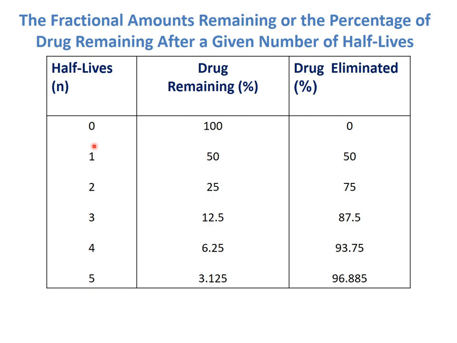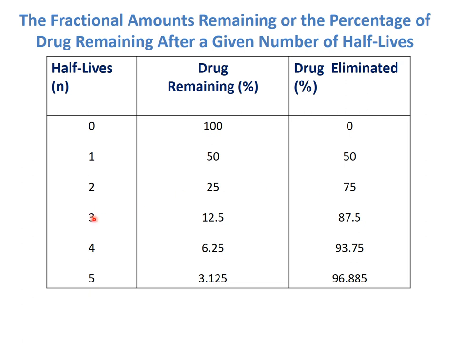After the first half-life, 100 will become 50. It has reduced to 50, and the drug eliminated will be 50%. After the second half-life, again the 50 will become half, it will become 25. So the total eliminated will be this 50 plus this 25, so 75.